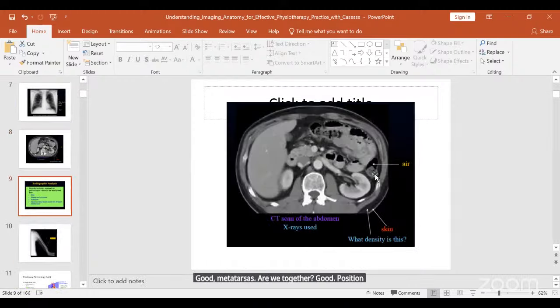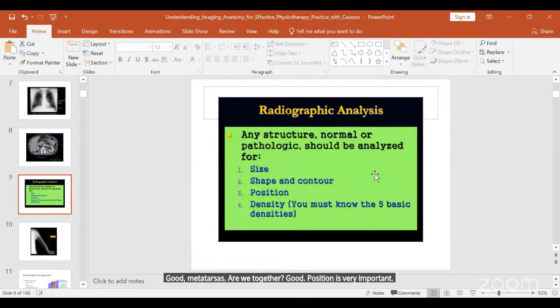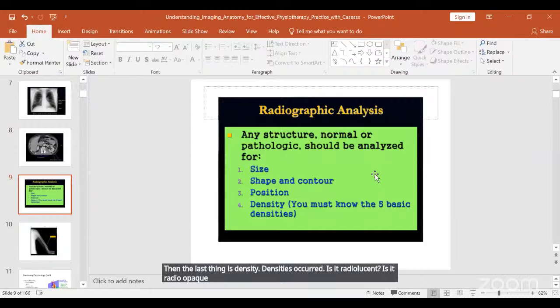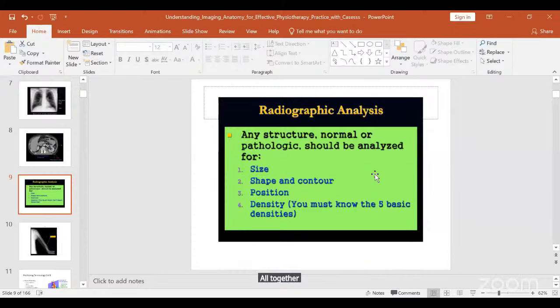Position is very important. Then the last thing is density. Density is appearance. Is it radiolucent? Is it radio-opaque? Is it hyperdense? Is it isodense? And so on and so forth. Are we together? Yes, sir. So let's not forget this point: size, shape, contour, position, and then density, appearance.